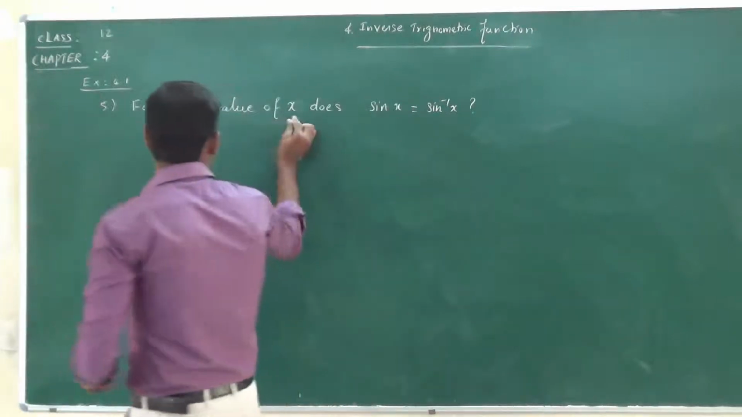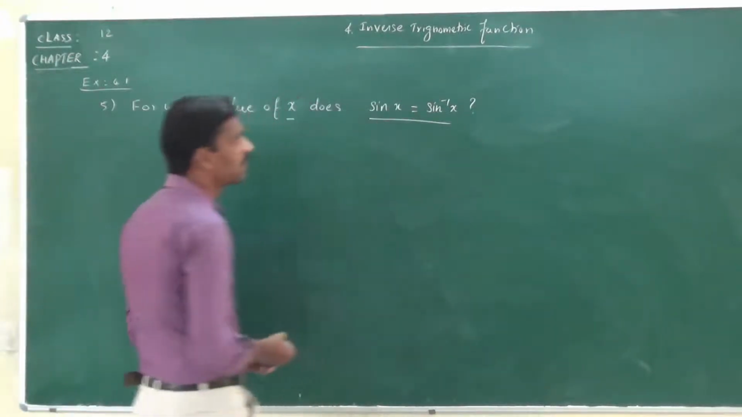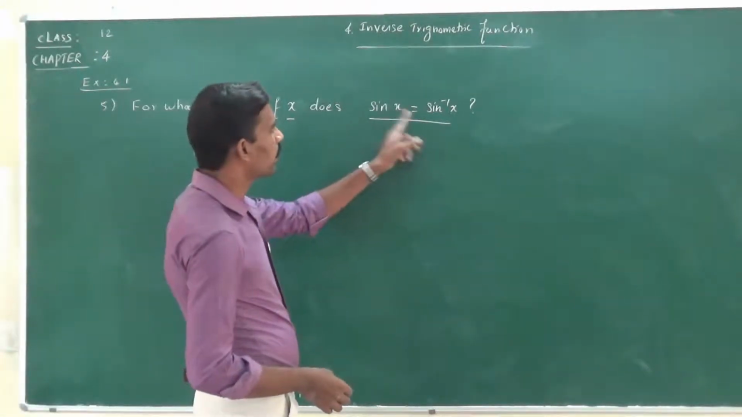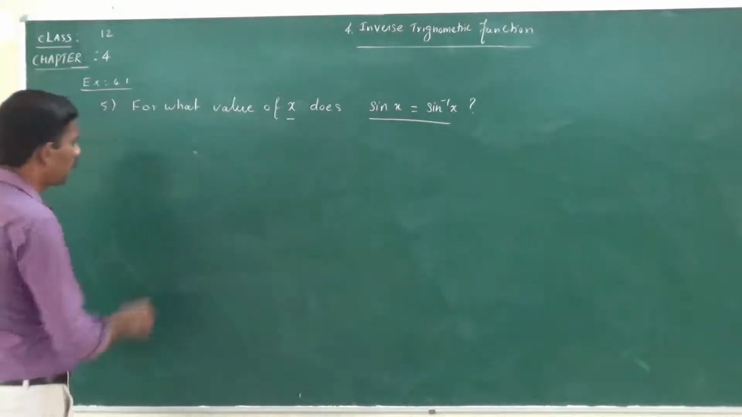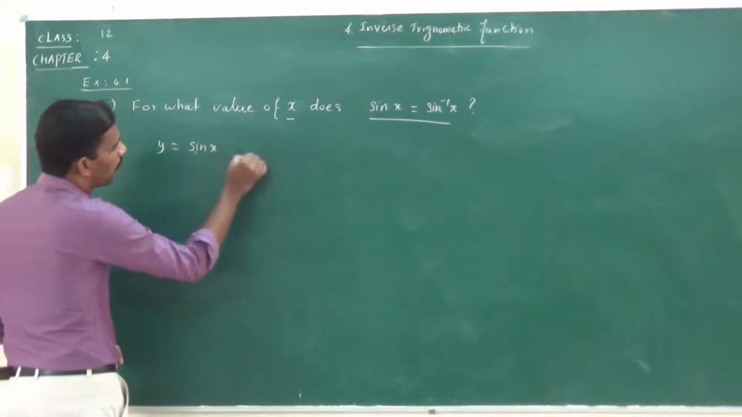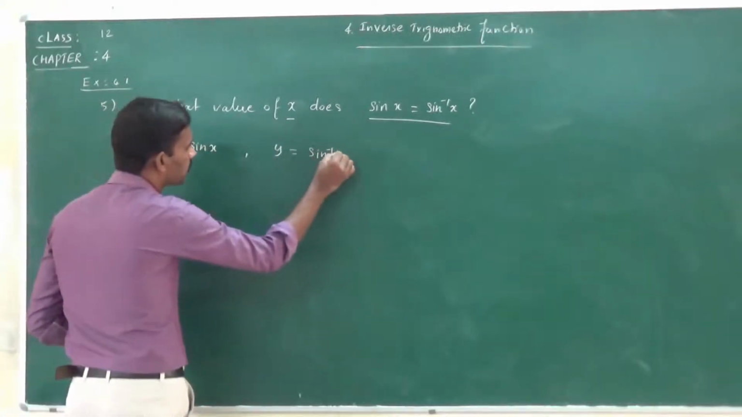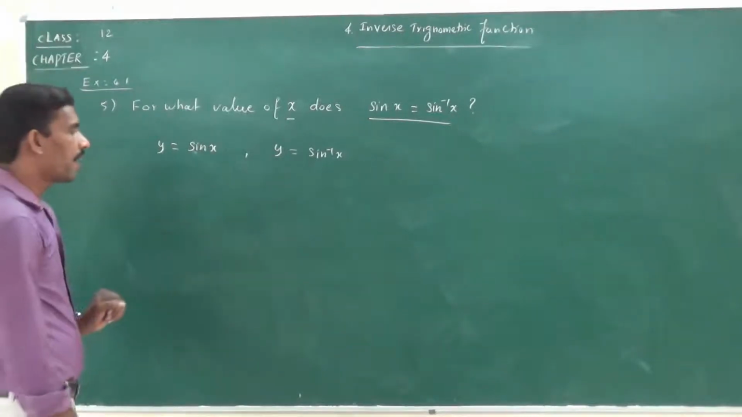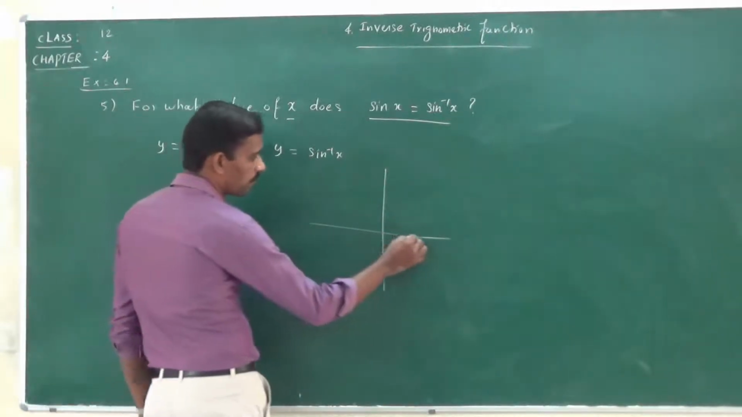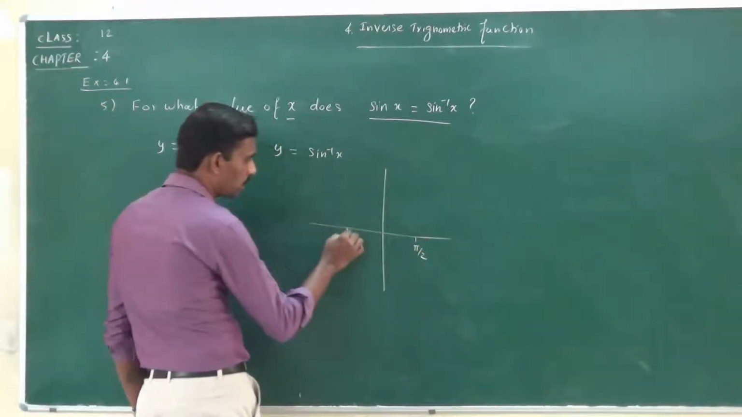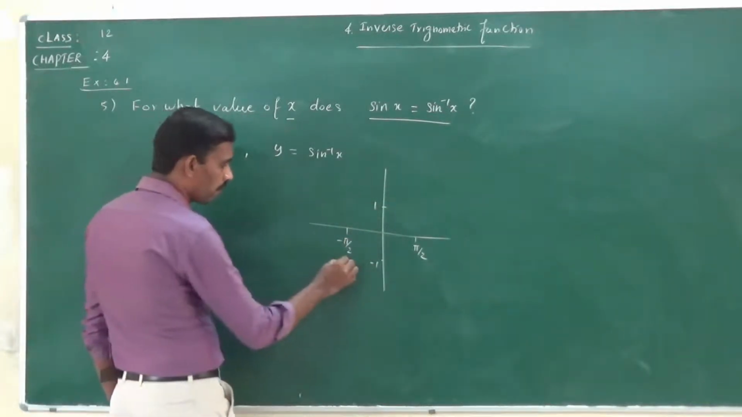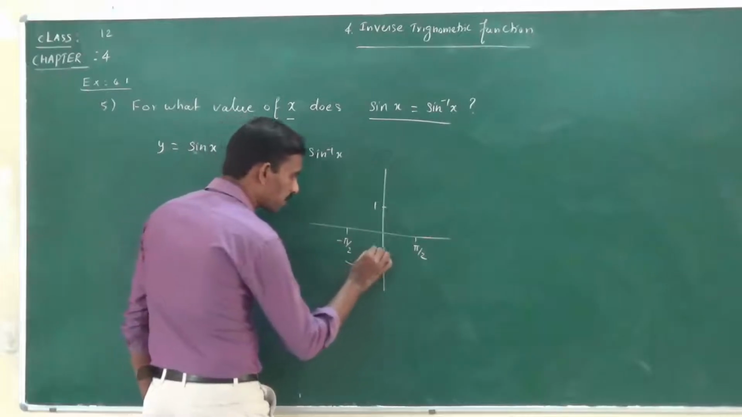For what value of x does sin x equal sin inverse of x? For what value of x, substituting it, will we get both equal? Let us assume the functions y is equal to sin x and another one y is equal to sin inverse x. In the graph, we can draw sin x. You see, this is plus pi by 2, and this one is minus pi by 2, and this is plus 1, and this one is minus 1. Here the curve goes like this.